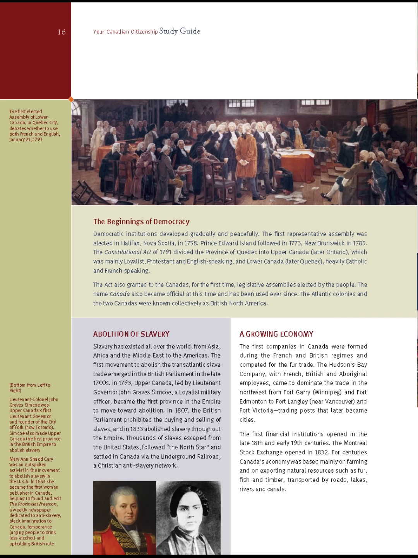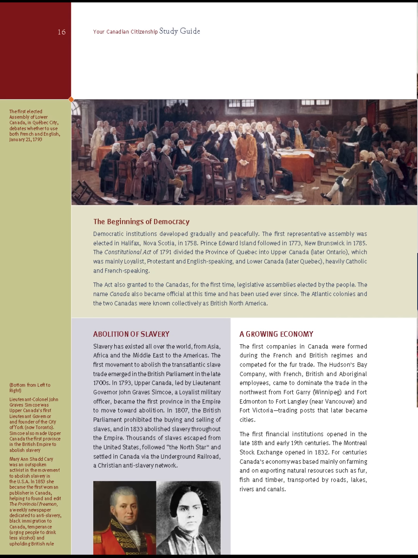The first financial institutions opened in the late 18th and early 19th centuries. The Montreal Stock Exchange opened in 1832. For centuries, Canada's economy was based mainly on farming and on exporting natural resources such as fur, fish, and timber, transported by roads, lakes, rivers, and canals.